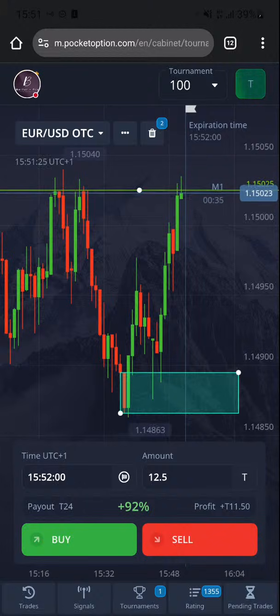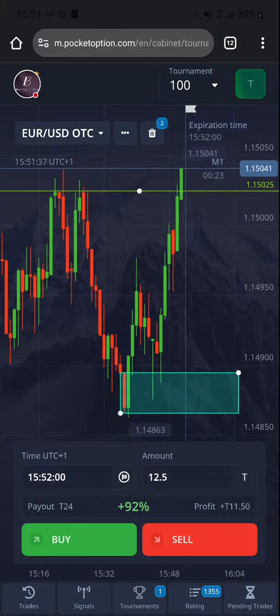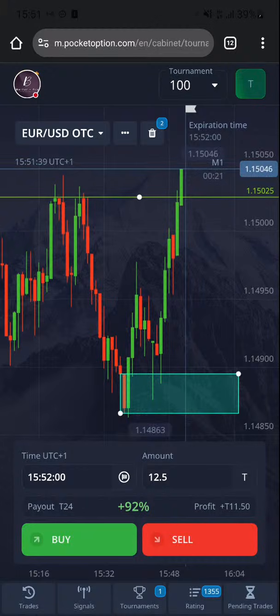It's a tournament points. Now normally I don't enter the tournament for the sake of entering the tournament. I normally use the tournament for practice most of the time. Why? Because the tournament is very, very close to the real market.